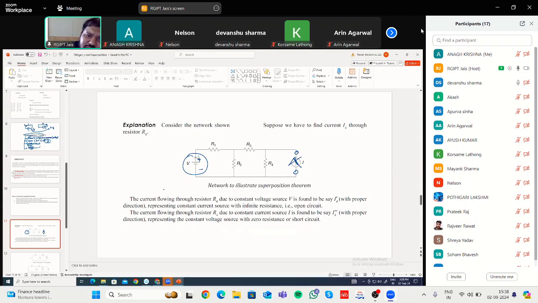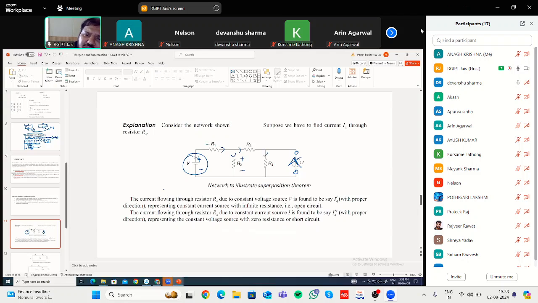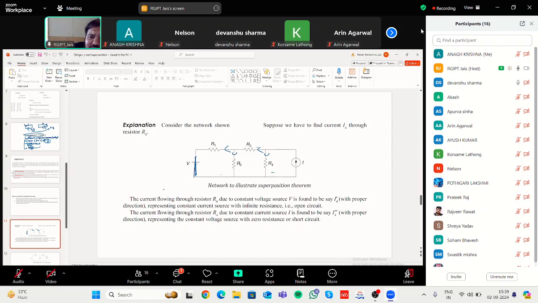Then you apply this voltage V. You will find what current flows here and what the voltage drop across this is. Next, you deactivate the voltage source. Deactivating the voltage source means replacing it with a short circuit, because its internal resistance is almost zero. Now we apply the current source, and you will be able to find the different currents flowing through these resistances. If you know the current value and its resistance, then you can find the voltage across these resistances.